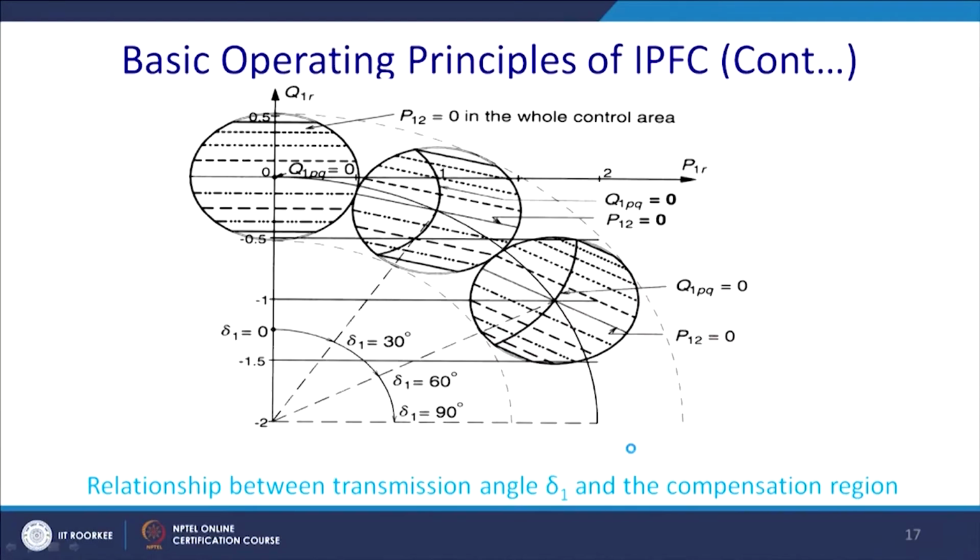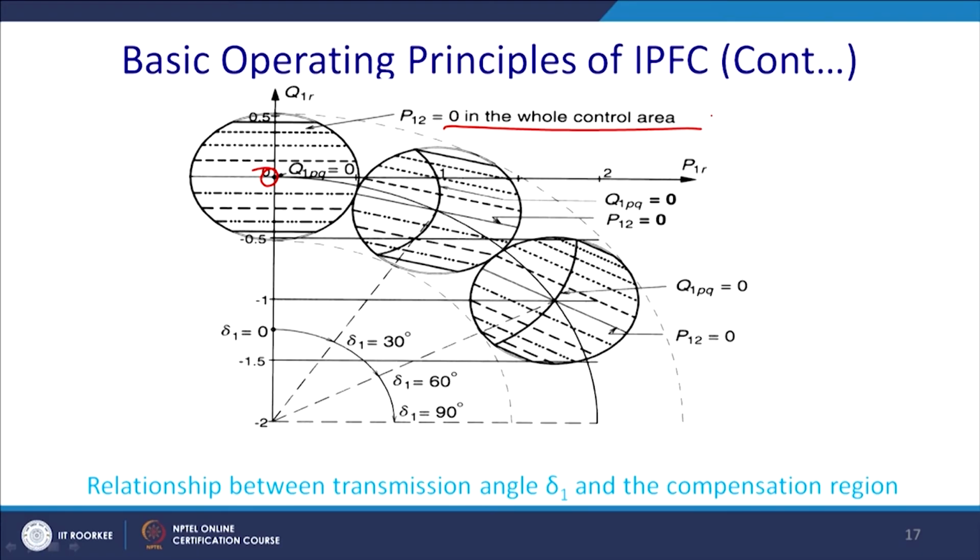So, this is the case, you can see that this is the case delta equal to 0. So, this is your circle of influence, and here P12 equal to 0 in the whole area, you cannot exchange any real power.